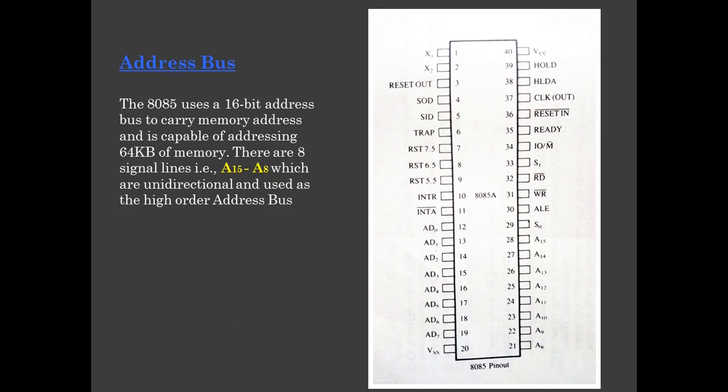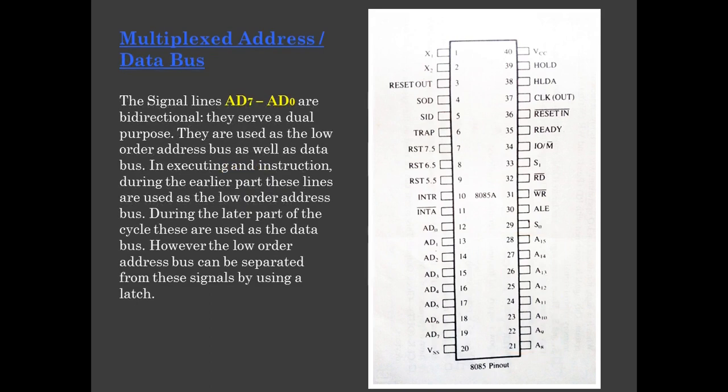There are 8 signal lines, that is A15 to A8, which are unidirectional and used as the high order address bus. It is called unidirectional because the data flow in one direction. Here these lines transmit only the most significant 8 bits of the 16-bit address. The remaining least significant 8 bits are transmitted in the multiplexed mode using the multiplexed address or data bus.